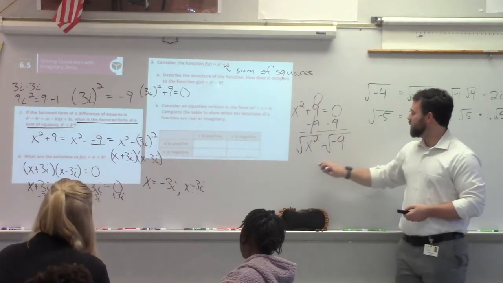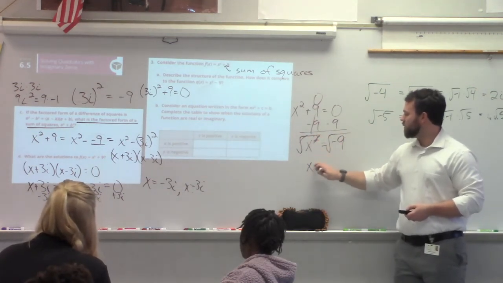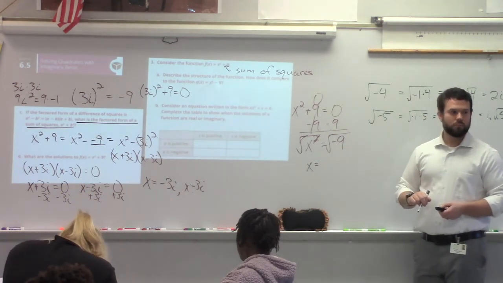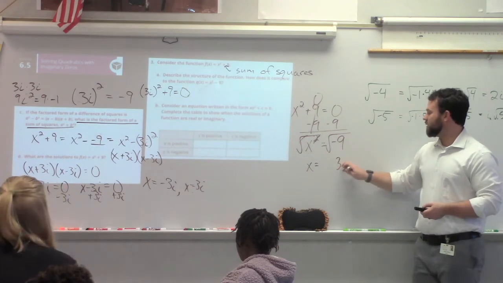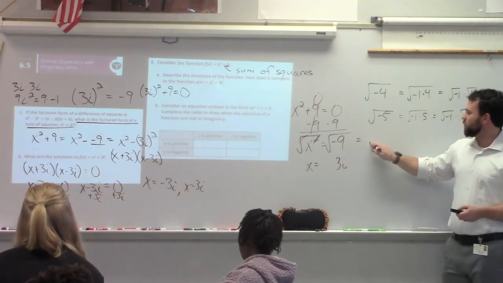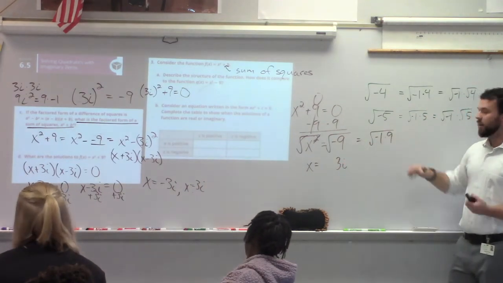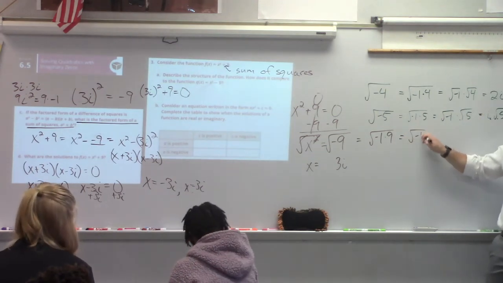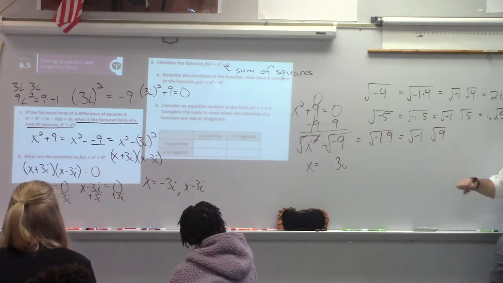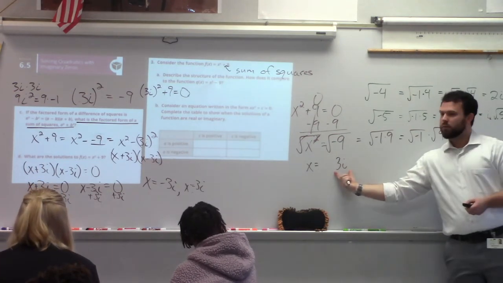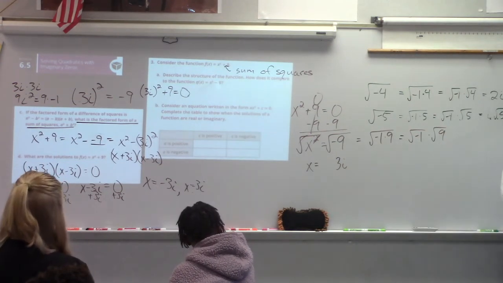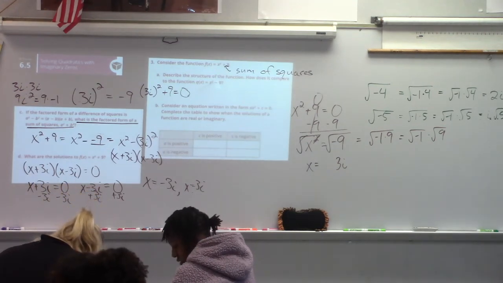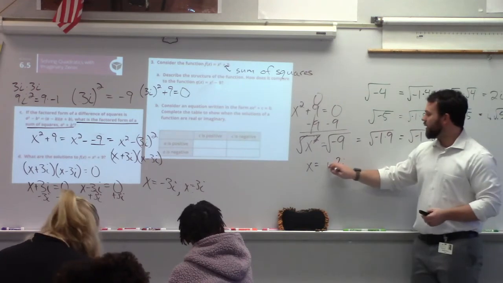x equals. Wouldn't it be a 3i still? Yeah. Remember, that's the square root of -1 times 9. You always want to factor that -1 out. So the square root of -1 times the square root of 9 gives me 3i. I'm missing something though: plus or minus. Every time you take a square root, you need a plus or minus.